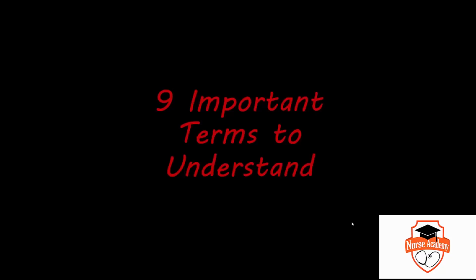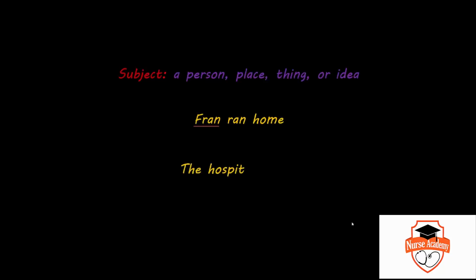There are 9 important terms to understand, and the first one that we're going to focus on is going to be the subject. And what is a subject? A subject is a person, place, thing, or idea. A couple examples that we can go over would be Fran ran home. In this instance, Fran is the person that we're discussing, so Fran is the subject. Next we have the hospital is large. In this instance, we're talking about a place, which is the hospital, so the hospital is the subject.